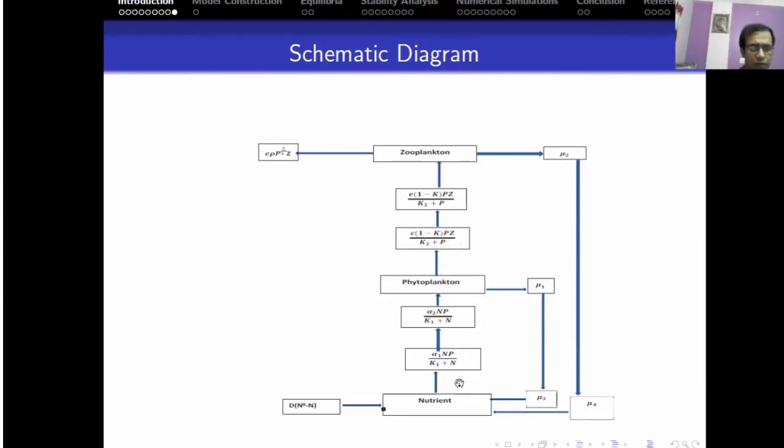Here D is the dilution rate of a nutrient. N0 is the constant nutrient input. Here mu1 and mu2 are the mortality rates of phytoplankton and zooplankton respectively, as well as mu3 and mu4 are the recycling rates due to death of phytoplankton and zooplankton. So mu1 is greater than or equal to mu3 and mu2 is greater than or equal to mu4. Here rho is the degree of toxicity, and here K is the fraction of phytoplankton which aggregate to the patch.